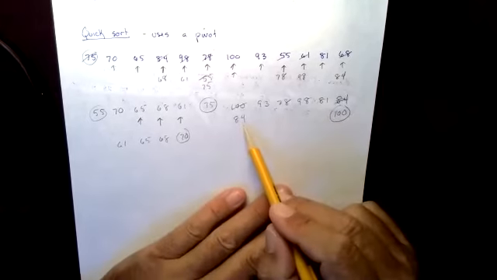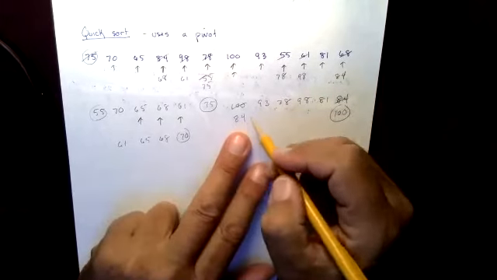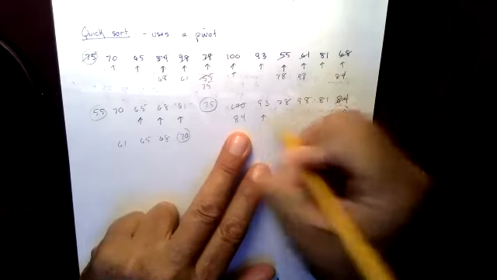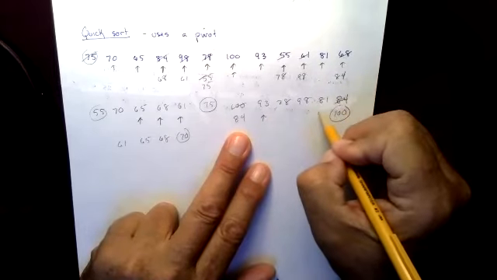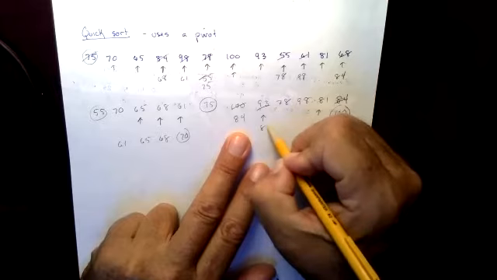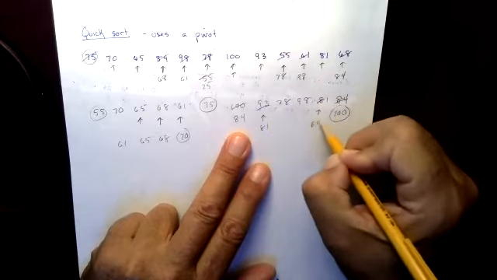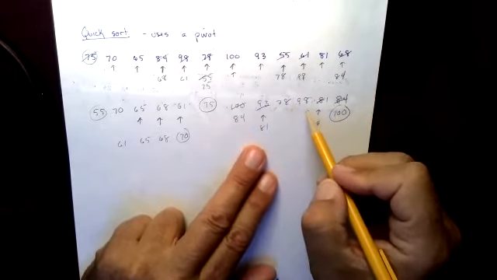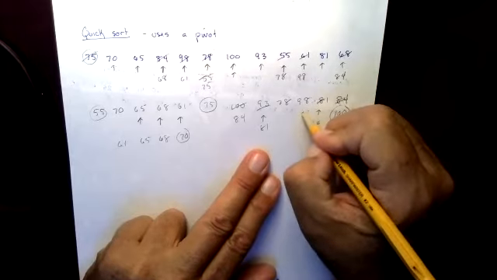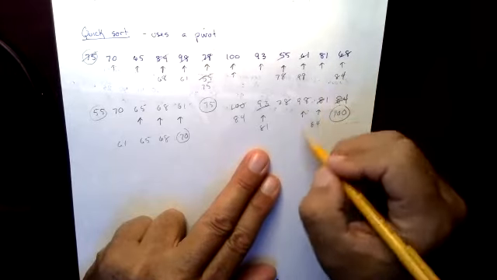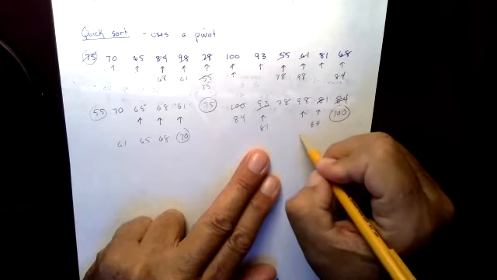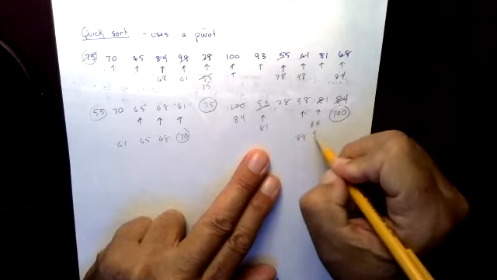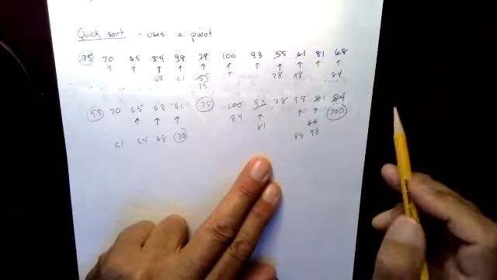If I take a look to the left, I have 84 as my pivot. This is greater than, stop. This is less than, I switched those. 81, 84. This is less than, that's good. This is greater than, stop. I come back, I'm going to switch those. So now this becomes 84 and this becomes 98.